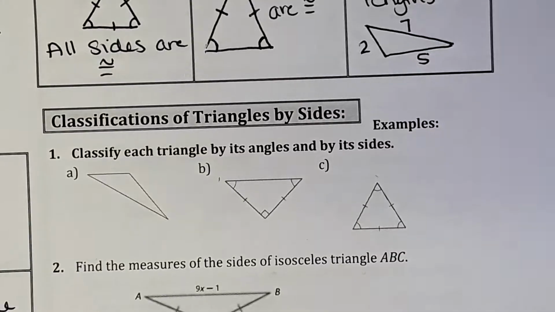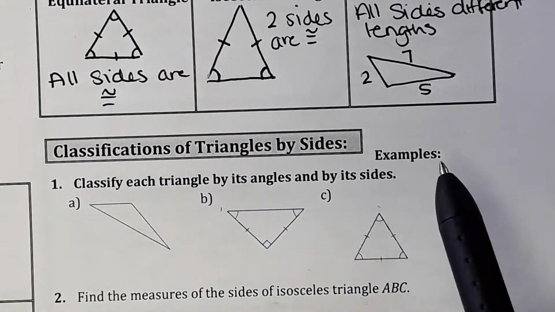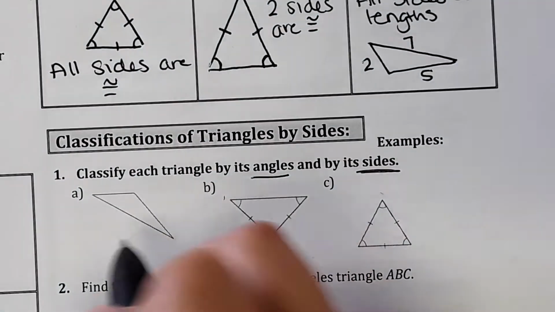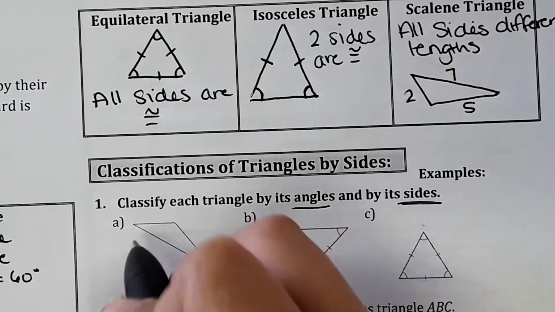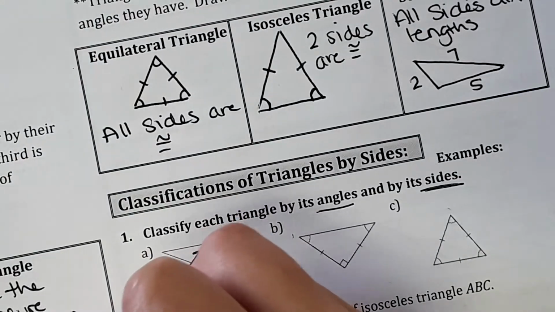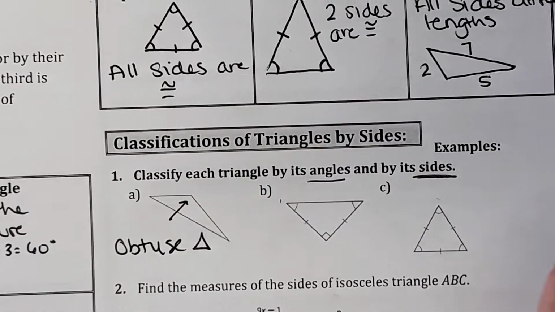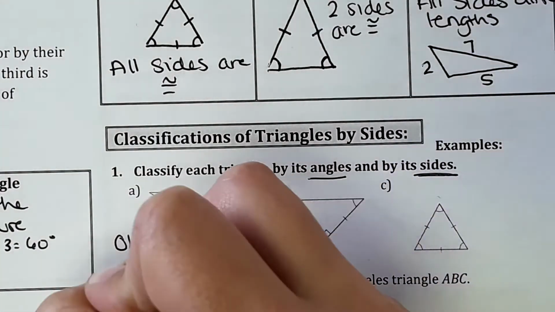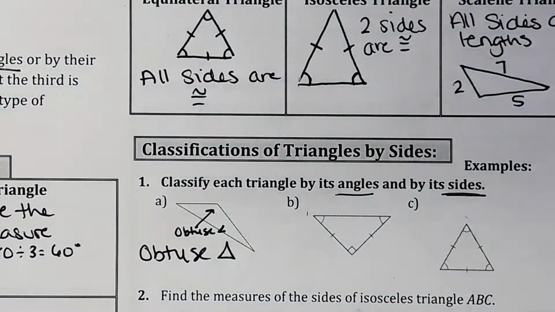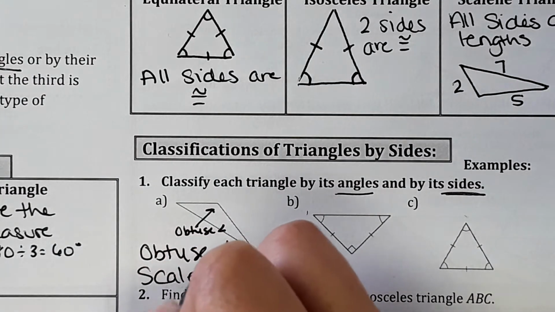Okay, then we are going to do some examples. It says classify the triangles by, we're going to classify it by angles and sides. So here, it has one obtuse angle right there. So therefore this is an obtuse triangle. And then by its sides, it looks like all of the sides are different lengths, so this would also be a scalene triangle.